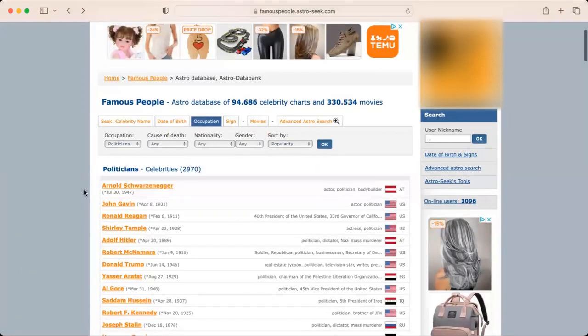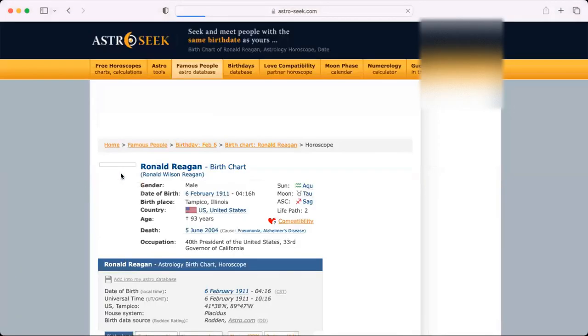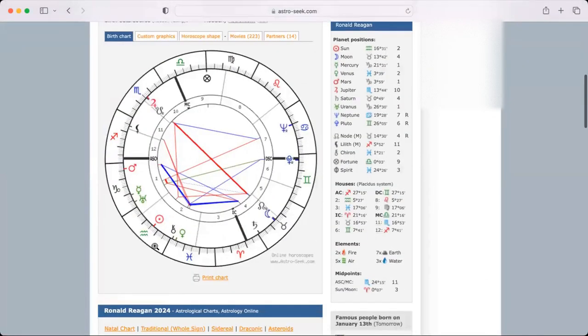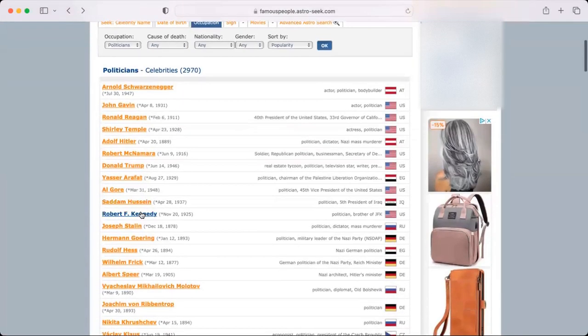So let's go through some more charts. Ronald Reagan. Ronald Reagan was an Aquarius sun. So we got Aquarius sun. We see Mercury in the sign before of Capricorn, which is the 10th sign. Aquarius is the 11th sign. And then we see Venus over here in the sign after, Pisces. So the rule applies right here, Venus. Okay. We'll look at some more.